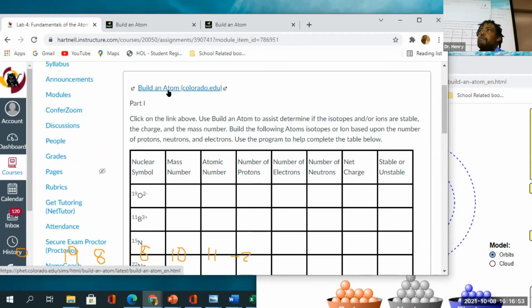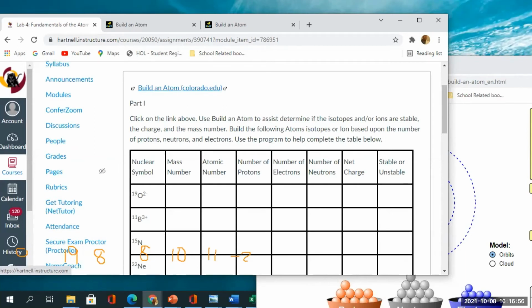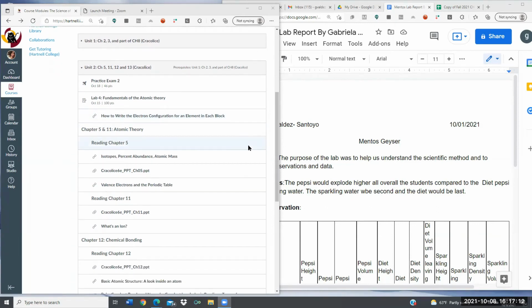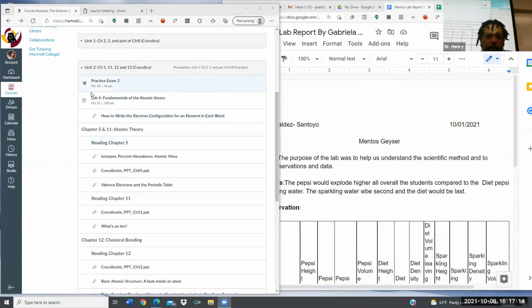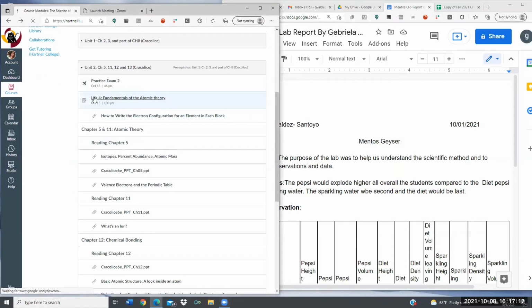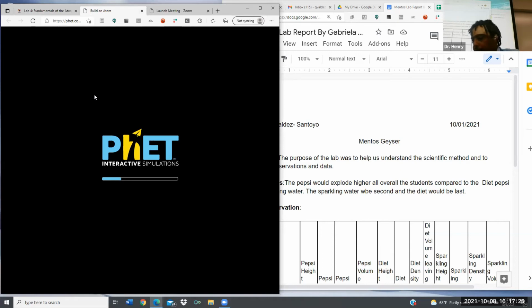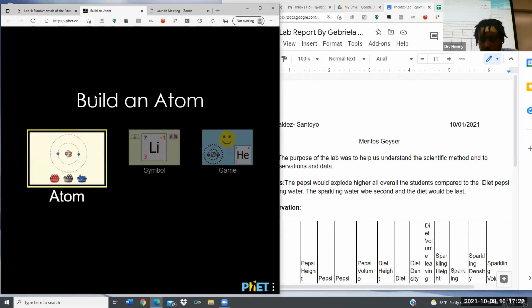You want to share your screen? Yeah, let me share it. Let me stop sharing mine. Okay, so I'm in unit 2. Right, click on it. You see where it says lab 4? Right here? Yep, click on it. Okay. Now, oh, this one. I see it up here. Okay. And then click on atom.